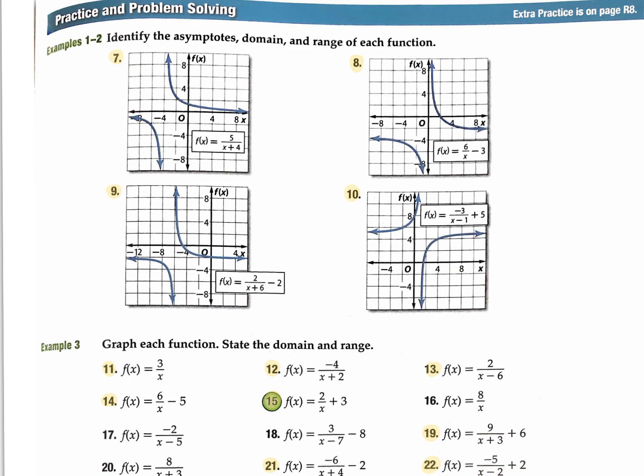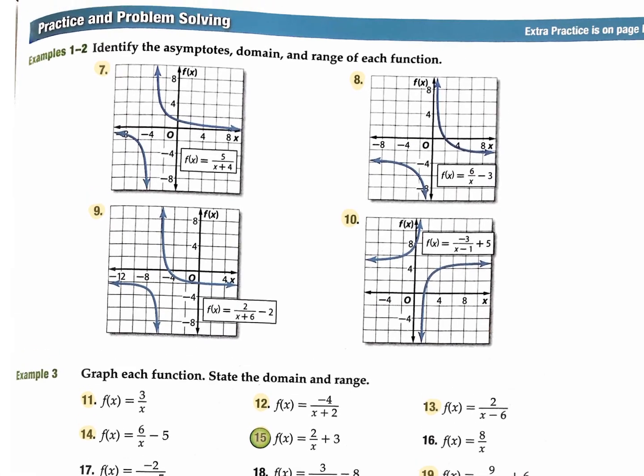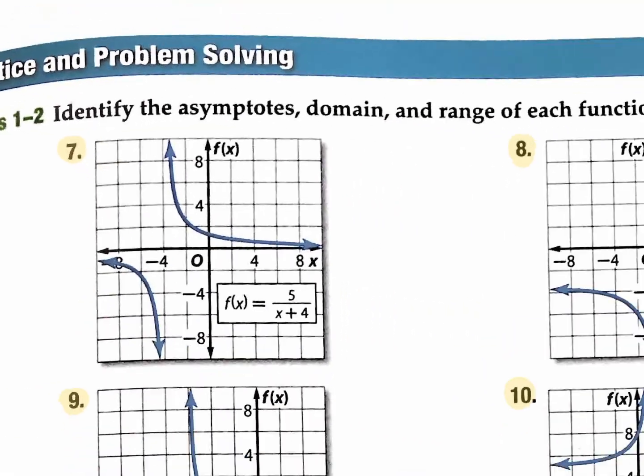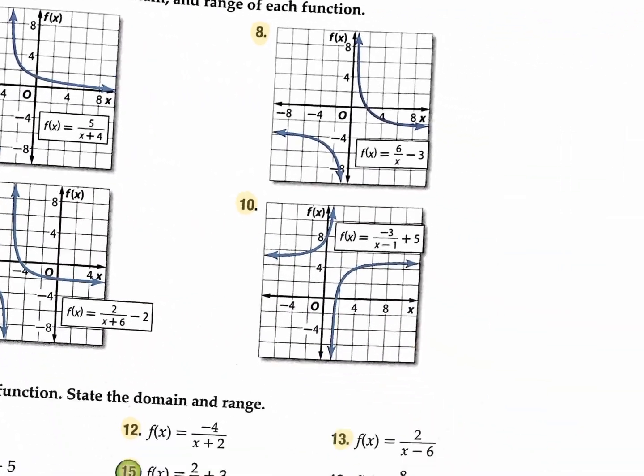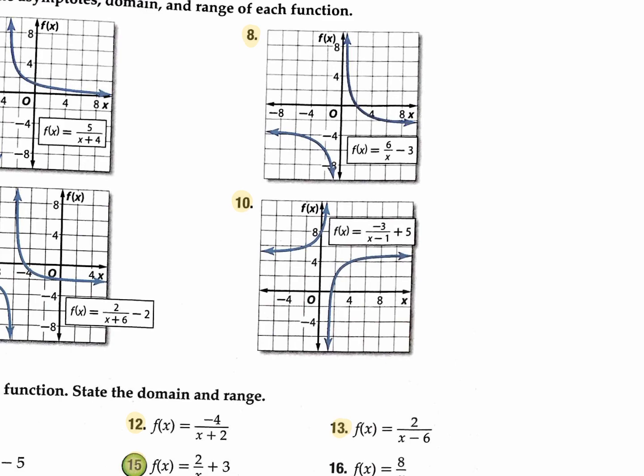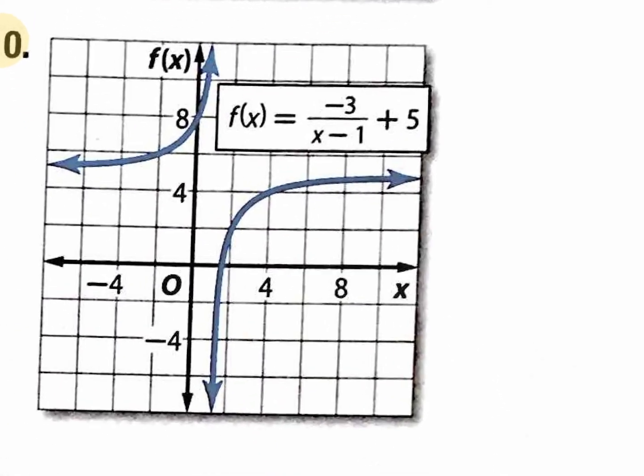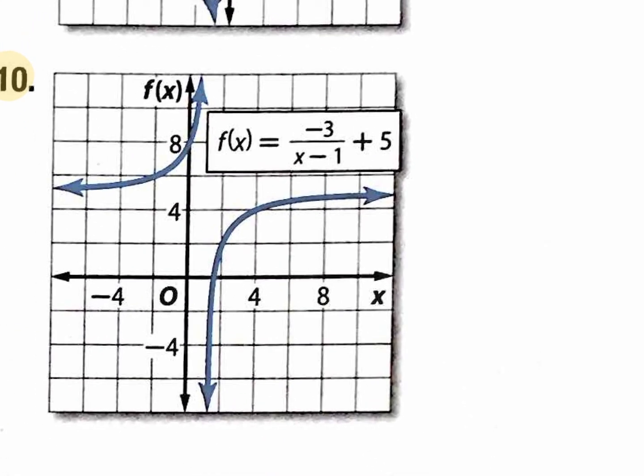But look how easy this is. It says identify the asymptotes, the domain and range of each function. I want to do one of them for you. Let's do number 10. So identifying the asymptotes, the domain and the range, you could do this visually or you could do it numerically with the actual function, right? So what are the asymptotes? In the book, it doesn't say vertical or horizontal. I'm saying vertical. What is a vertical asymptote?